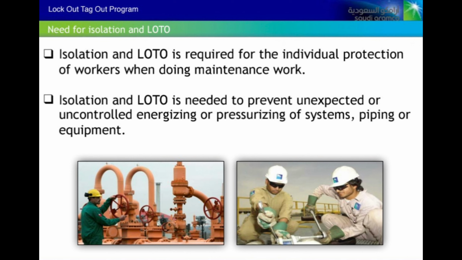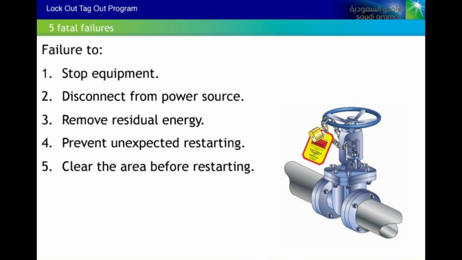Isolation and LOTO is needed to prevent unexpected or uncontrolled energizing or pressurizing of systems, piping or equipment. 5 fatal failures. 1, stop equipment. 2, disconnect from power source. 3, remove residual energy. 4, prevent unexpected restarting. 5, clear the area before restarting.